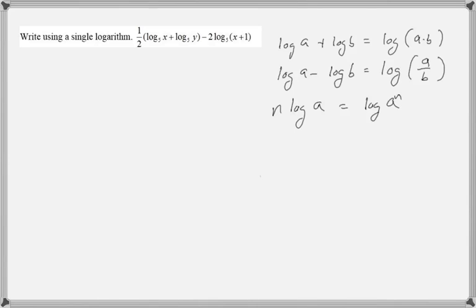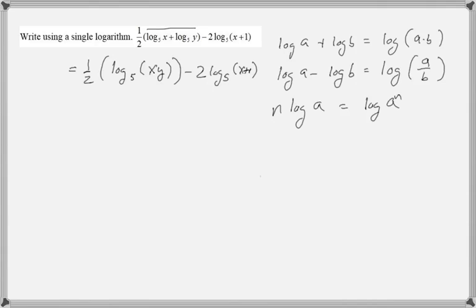So the first thing I want to think about, just follow the order of operations, and I have a grouping, log base 5 of x plus log base 5 of y. I'll deal with that guy first. I'll have 1/2 times, that's a sum of logs, so I need the log of a product. This is log, still base 5, of the product xy, minus 2 log base 5 of x plus 1.